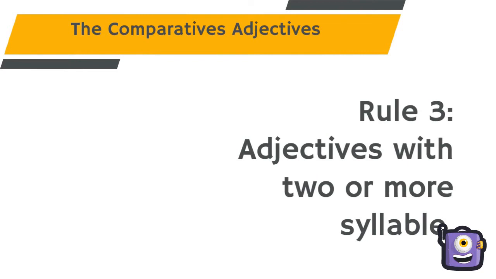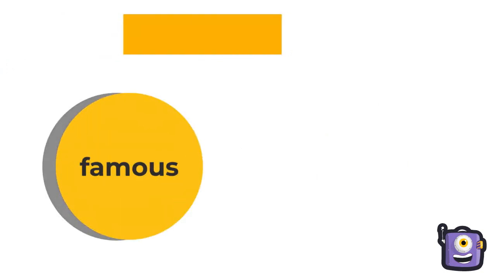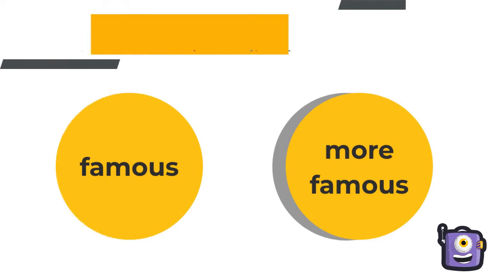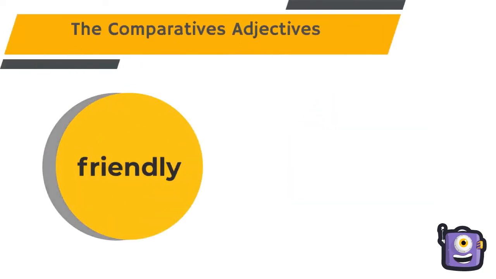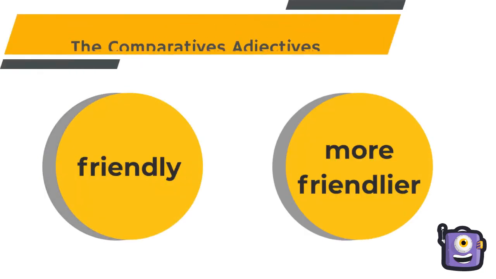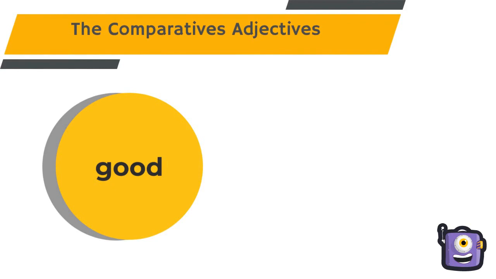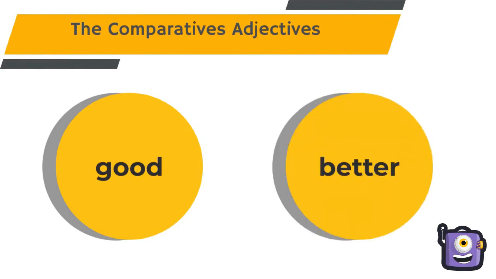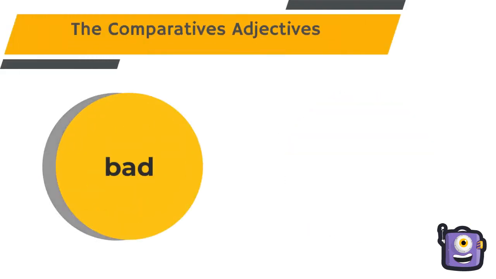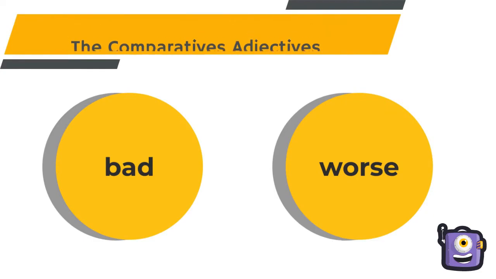Rule 3. Adjectives with 2 or more syllables. Famous, more famous. Friendly, more friendlier. Rule 4. Irregular comparative forms. Good, better. Bad, worse.